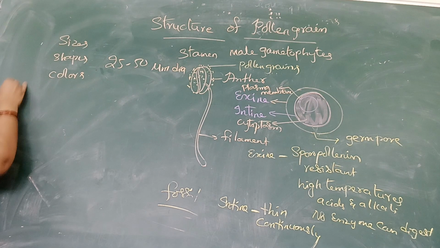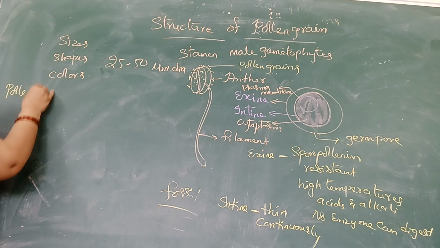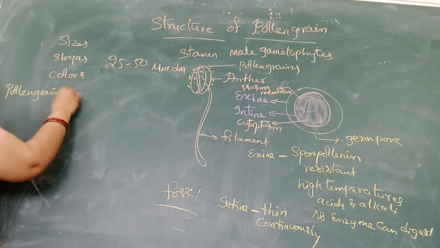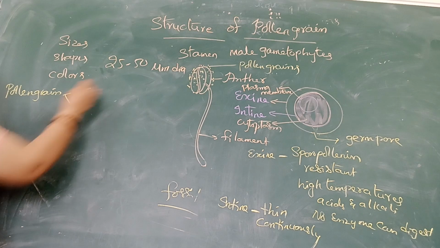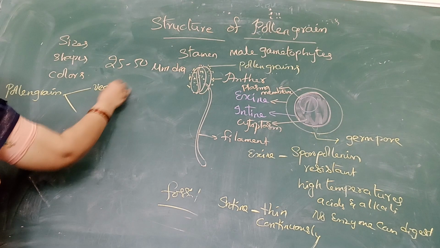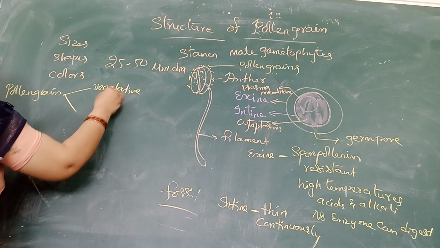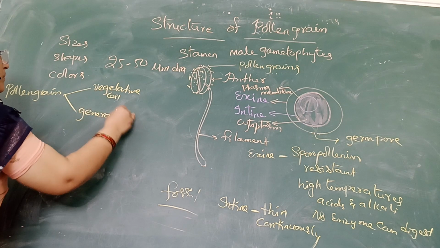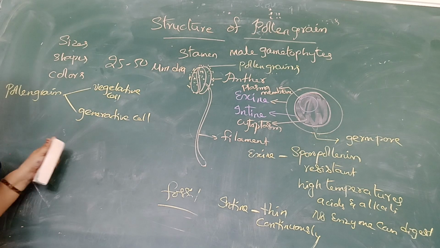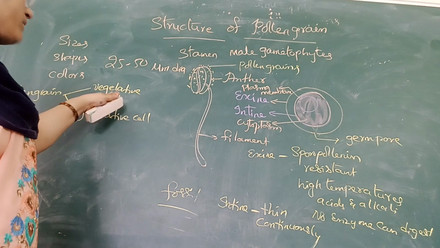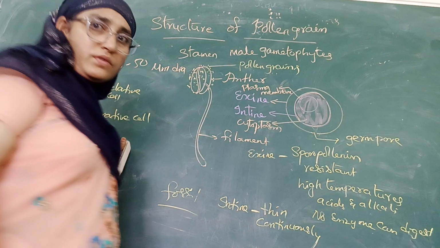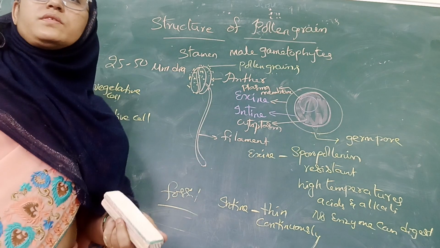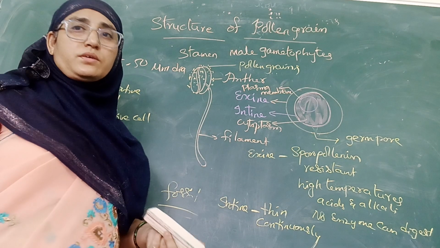The pollen grain has two types of cells. Those are the vegetative cell and the generative cell. Vegetative cell, what is it meant for and what is its structure?